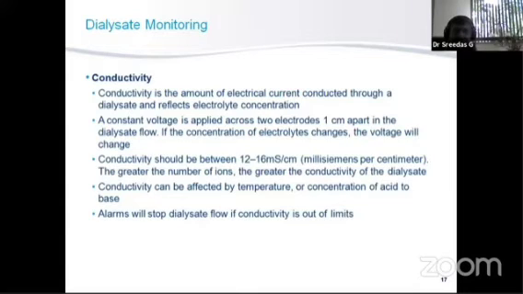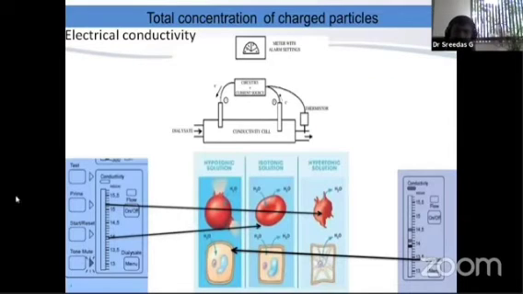So what's the normal conductivity? It should be between 12 and 16 millisiemens per centimeter. Usually we keep it at 14. The greater the number of ions, the greater the conductivity of the dialysate. And you should know that it is affected by temperature and the concentration of the acid to base composition. Once the conductivity alarm sets in, the dialysate stops flowing if it goes out of the limit. I told you earlier that it goes to the bypass circuit. So these are the electrodes.